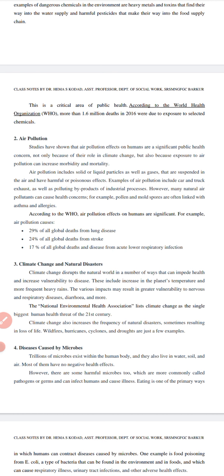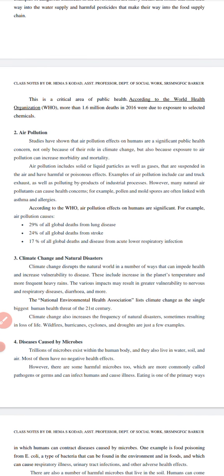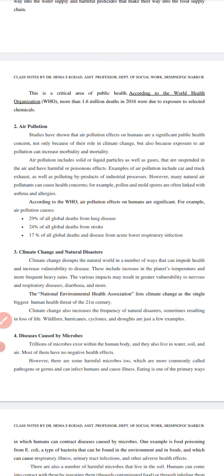Air pollution includes solid or liquid particles as well as gases that are suspended in the air and have harmful or poisonous effects. Examples of air pollution include car and truck exhaust as well as polluting byproducts of industrial processes. However, many natural air pollutants can also cause health concerns such as pollen and mold spores, which are often linked with asthma and allergies. Of course, you can refer to your air pollution notes and add something more to this also.